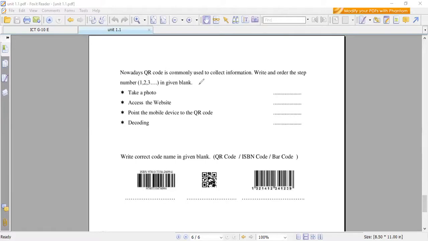So nowadays QR code is commonly used to collect information. Write the steps in order. First one is point the mobile device to the QR code. Then take a photo. Then it is decoded, that is 3, and access the website, that is the last one. Then here, this is called ISBN. This is QR code, and this is barcode. Okay, we'll move to the next one.